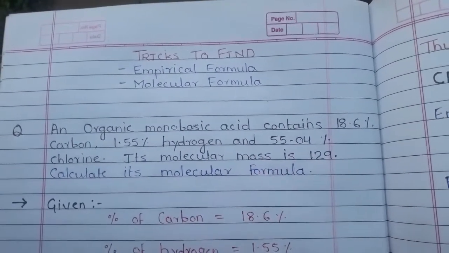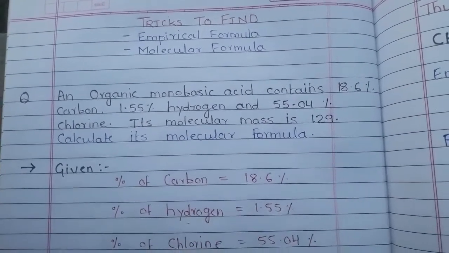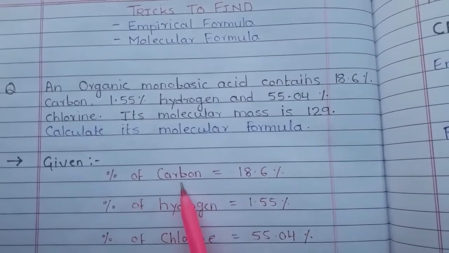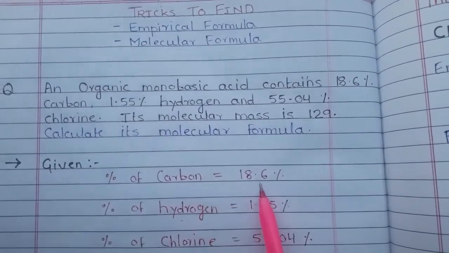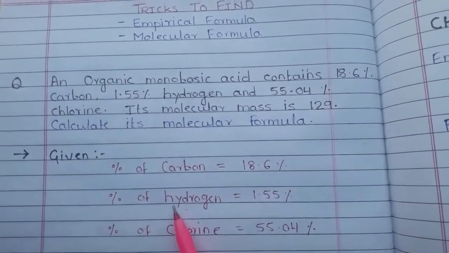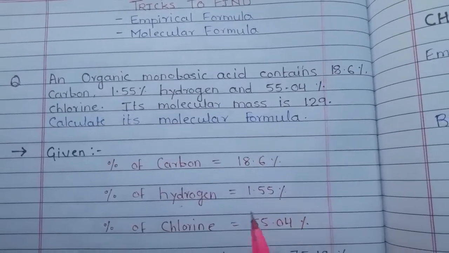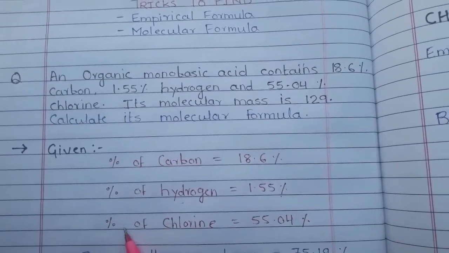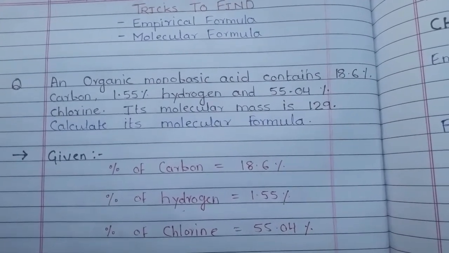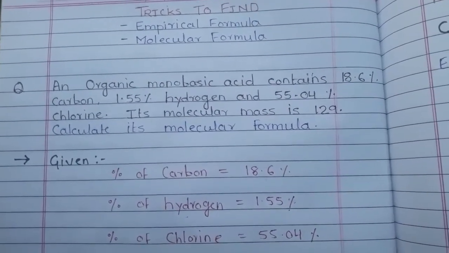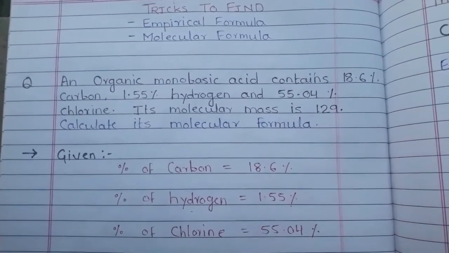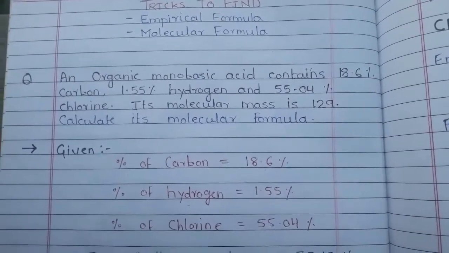So let's see what we have been given in the question, and first we will write it down. We have the percent of carbon, which is 18.6%, and second the percent of hydrogen, which is 1.55%. The third thing given is the percent of chlorine, which is 55.04%. We don't know the name of the compound, but we have the molecular mass of the compound as 129. Okay, so let's see what is next.